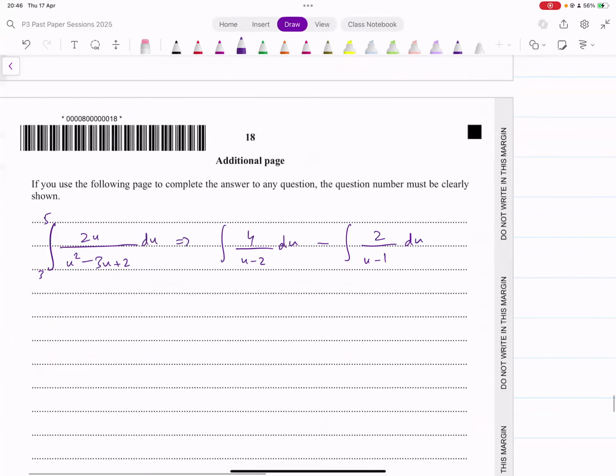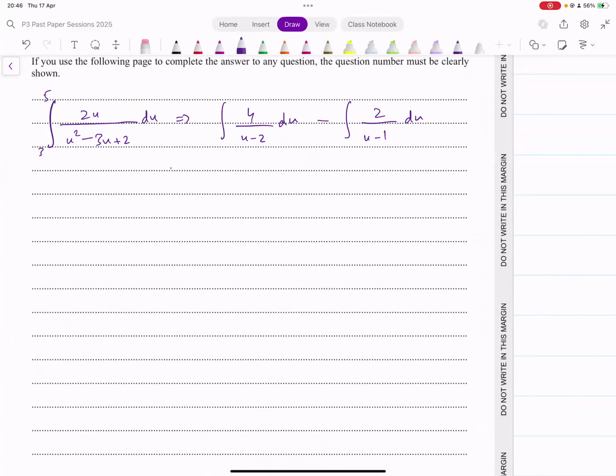How do we integrate this? We can use the ln rule. The derivative of u minus 2 is 1, so we want 1 in the numerator. I can write 4 outside for that. Derivative of u here is also 1. I can write 2 outside. That leaves me with 1 over u minus 1 inside. So the integration becomes 4 into ln of u minus 2 minus 2 into ln of u minus 1.